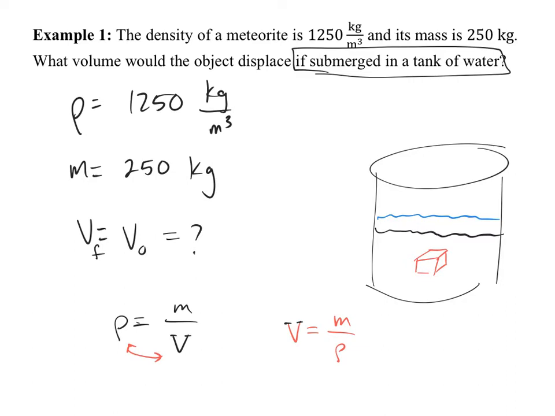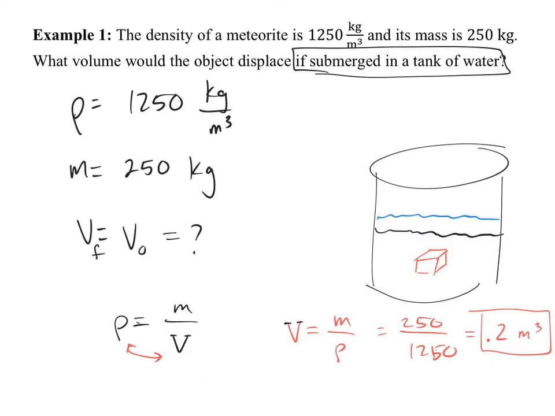All right, so take the mass over the density. We'll take 250 over 1250. That should be easy math. That's 1/5. And we're looking at, in this case, cubic meters. That's the actual volume. I don't have to convert any units.